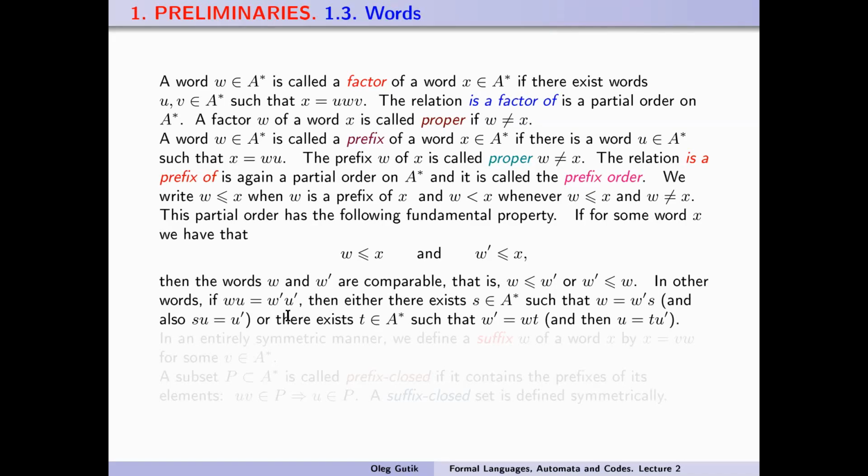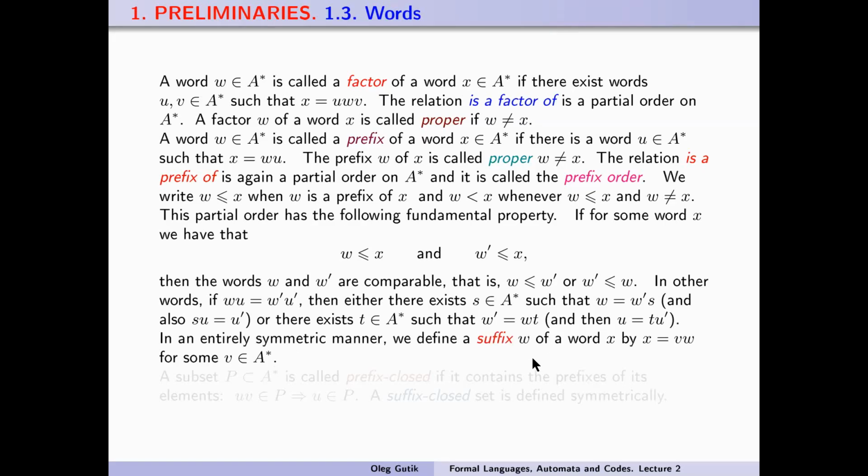Then either there exists a word s from the free monoid A*, so that w = w's, and hence we get su = u', or there exists a word t from the free monoid A*, so that w' = wt, and then we have that u = tu'.